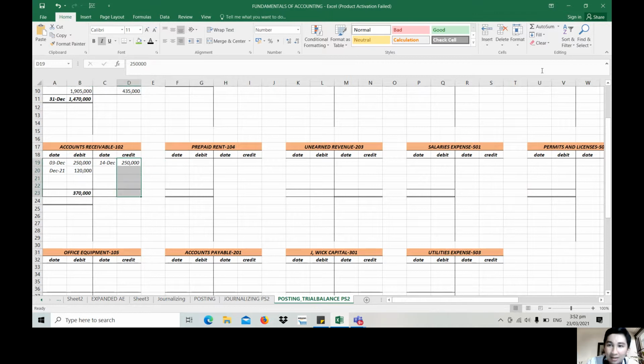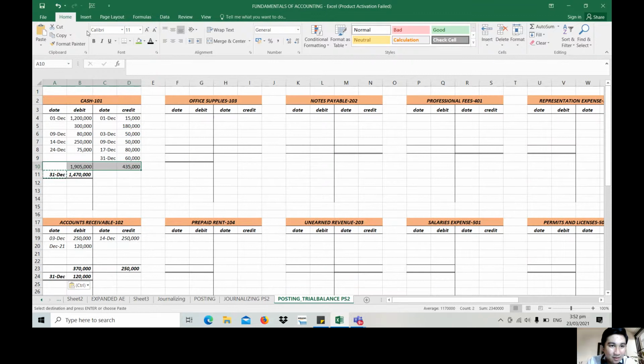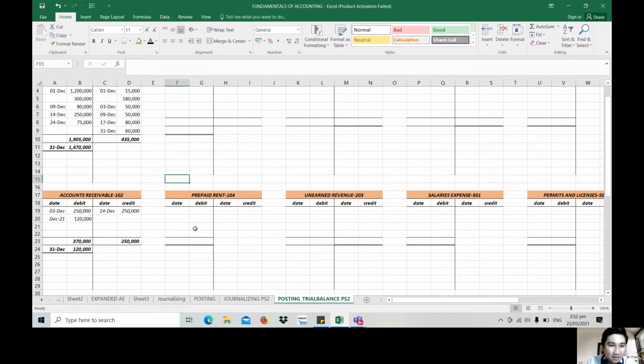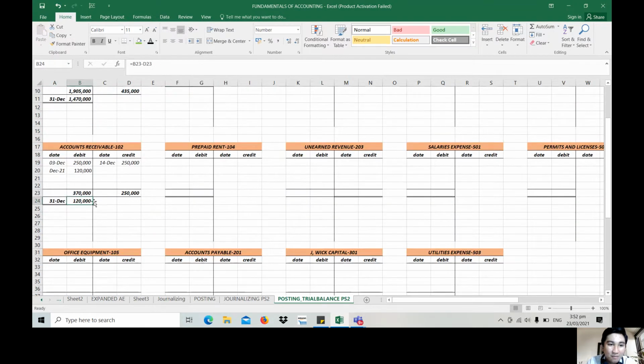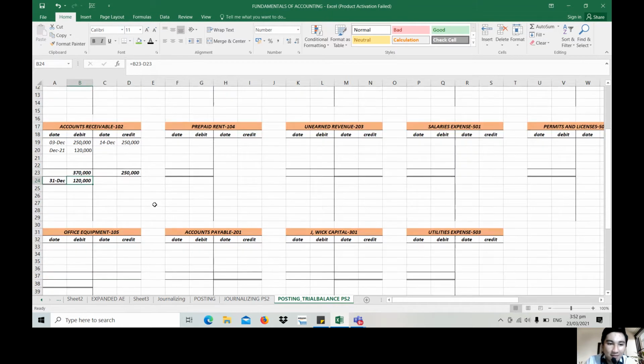And then, dito, okay, so, yan, 370 less 250, our balance, copyhan lang natin itong date. Our balance here is 120,000 pesos. Ayan. So, itong mga balance na ito mamaya, gagamitin natin for our unadjusted trial balance.